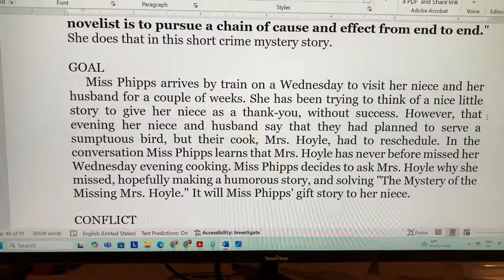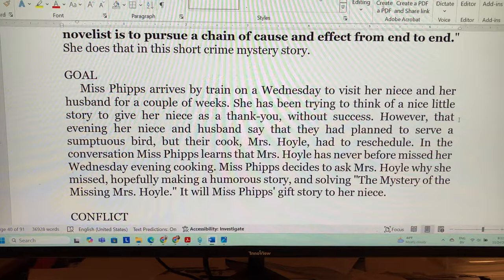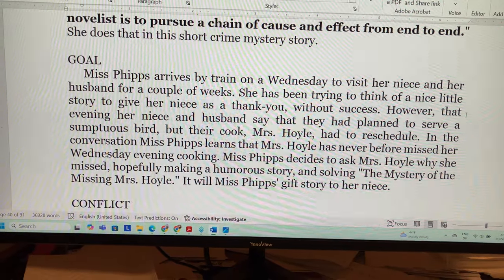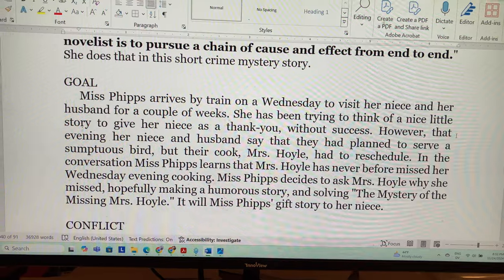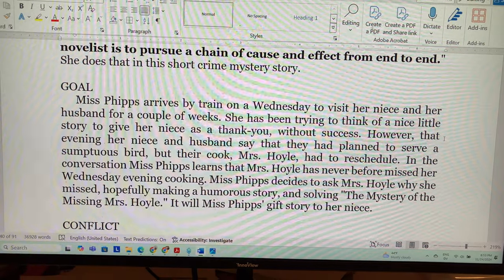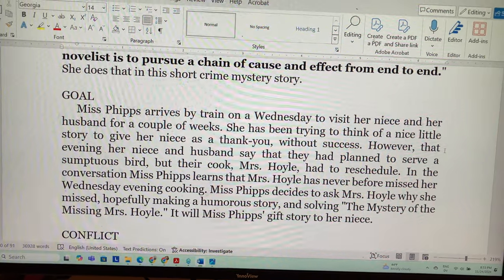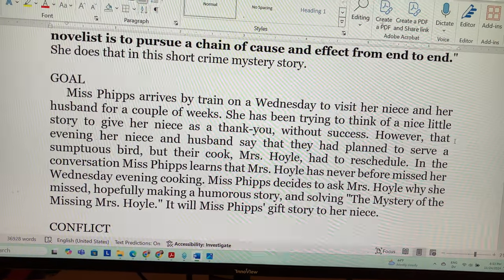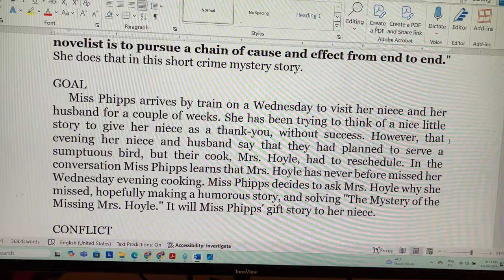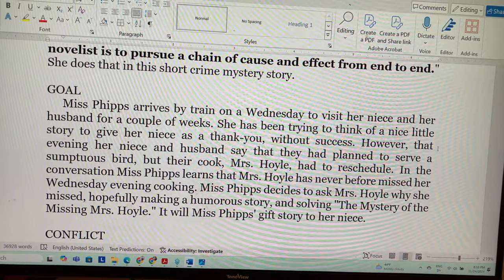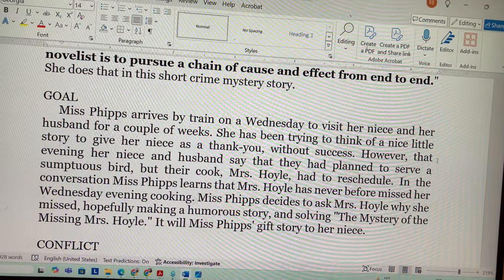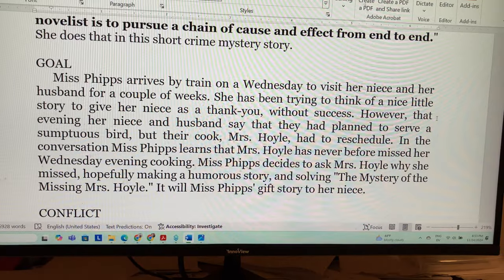Miss Phipps arrives by train on a Wednesday to visit her niece and her husband for a couple of weeks. Phipps has been trying to think of a nice little story to give her niece as a thank you, but without success. That Wednesday evening, her niece and husband say that they had planned to serve a sumptuous bird, but their cook, Mrs. Hoyle, had to reschedule. In the conversation, Miss Phipps learns that Mrs. Hoyle has never before missed her Wednesday evening cooking. Miss Phipps decides to ask Mrs. Hoyle why she missed, hopefully making a humorous story and solving the mystery of the missing Mrs. Hoyle. It will be Miss Phipps' gift story to her niece, so that's her goal.